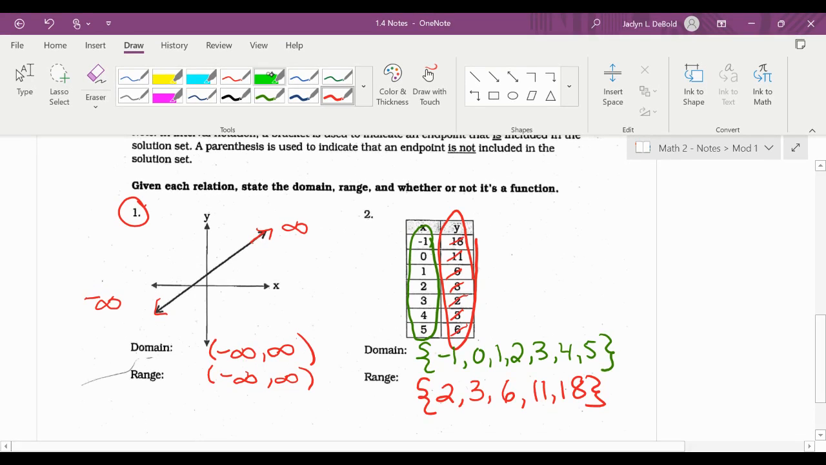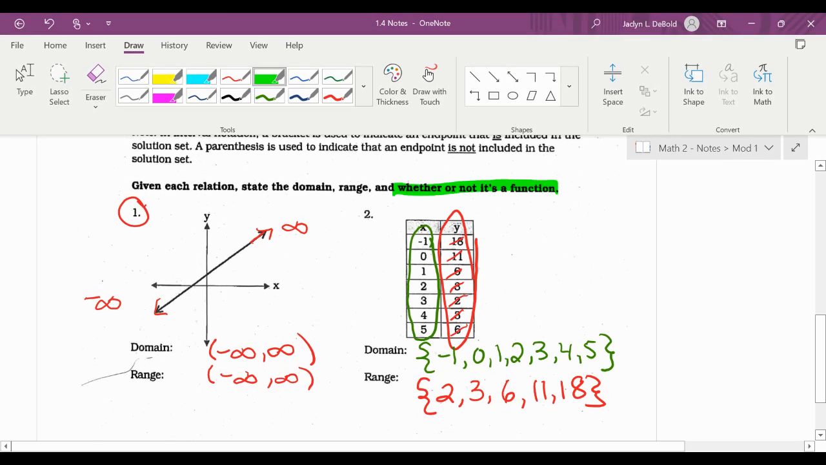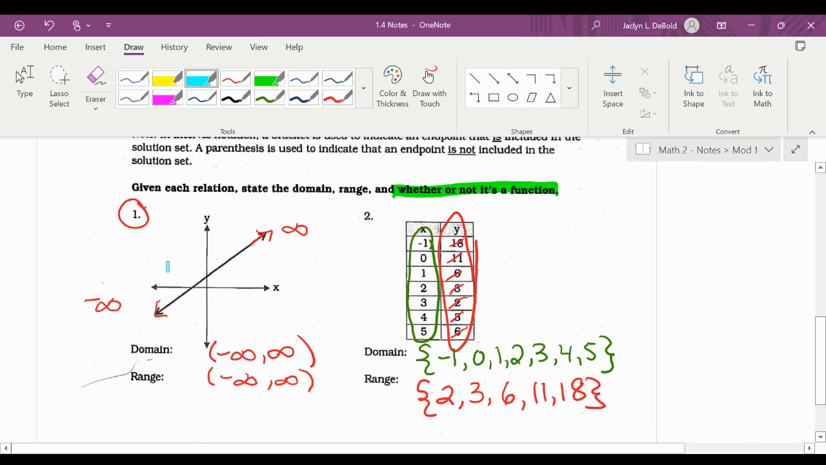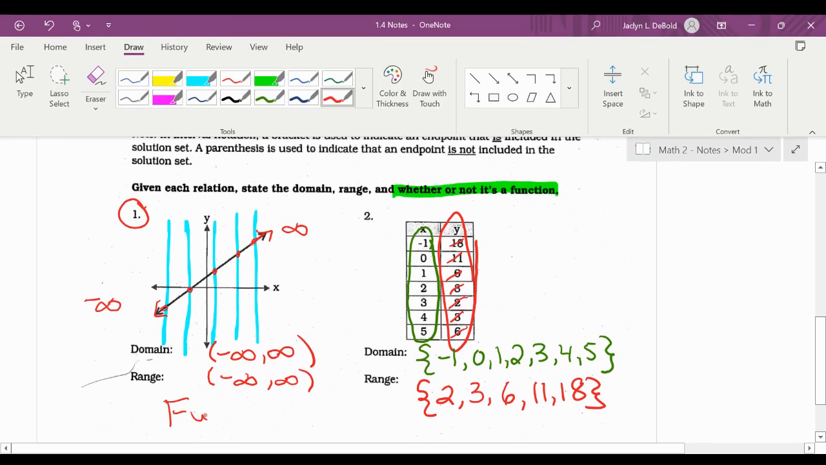Now, the other part of this question said determine whether it's a function. So if we're talking about a graph, we use the vertical line test. If I draw a vertical line, it should only intersect the graph at one point, which it does, right? So you can see it hits all of these at one point. So this one actually is a function.